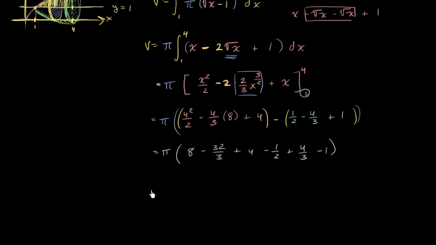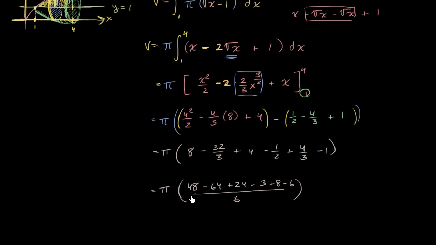So what do we get? This is going to be equal to pi times, see, our least common multiple looks like 6. So we're going to put everything over a denominator of 6. And so 8 is the same thing as 48 over 6. 32 over 3 is the same thing as 64 over 6. So minus 64 over 6. 4 is the same thing as 24 over 6. 1/2 is the same thing as 3 over 6. So this is negative 3 over 6, the same thing as negative 1/2. 4/3 is the same thing as 8 over 6. And then negative 1 is the same thing as negative 6 over 6.